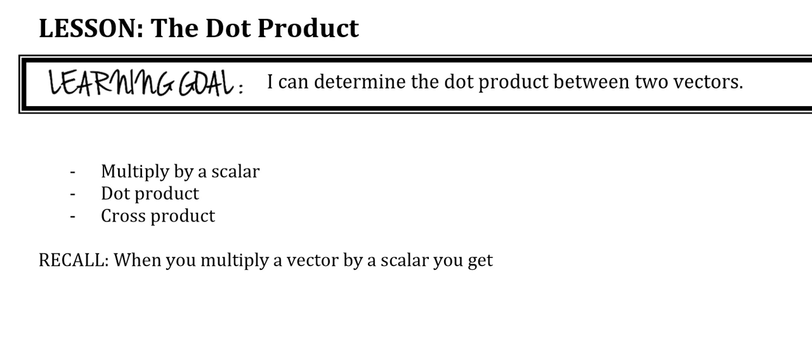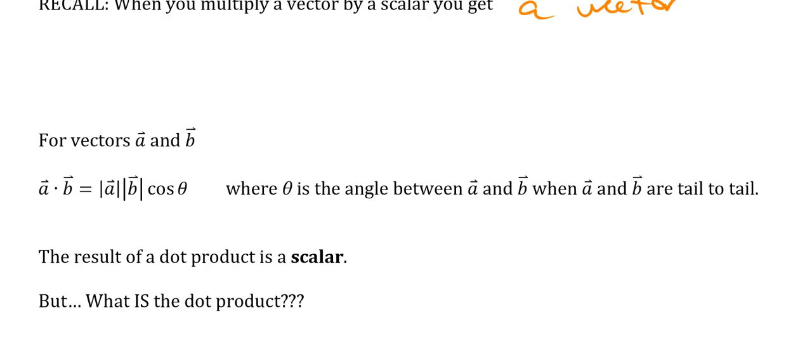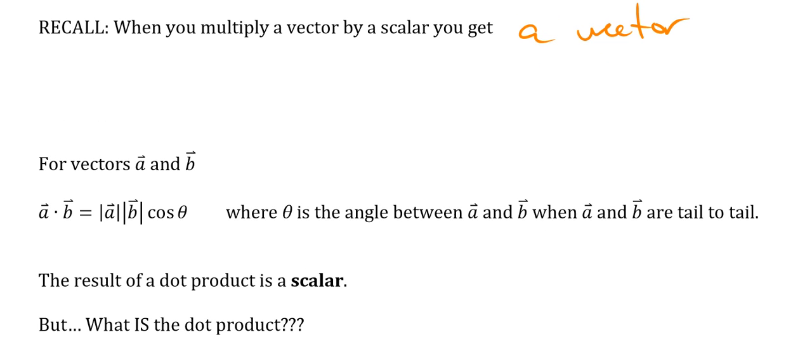So this is important that we know when we multiply a vector by a scalar, what's the outcome? What do we get out of it? It's a vector. Yeah, we get a vector. So let's write that down. And that's just a reminder. Compare that to the dot product.